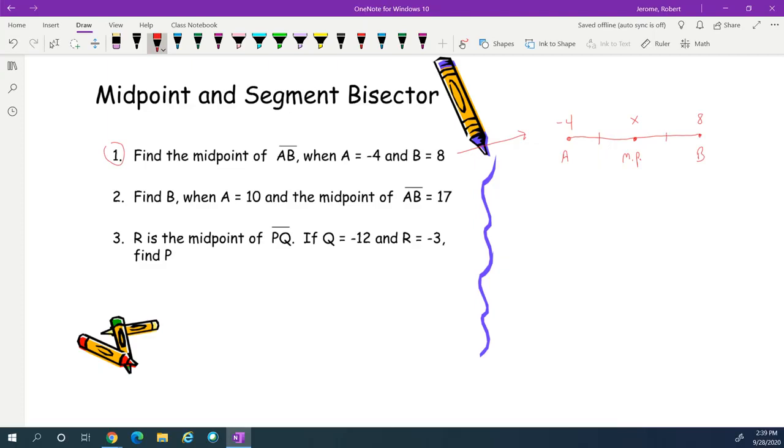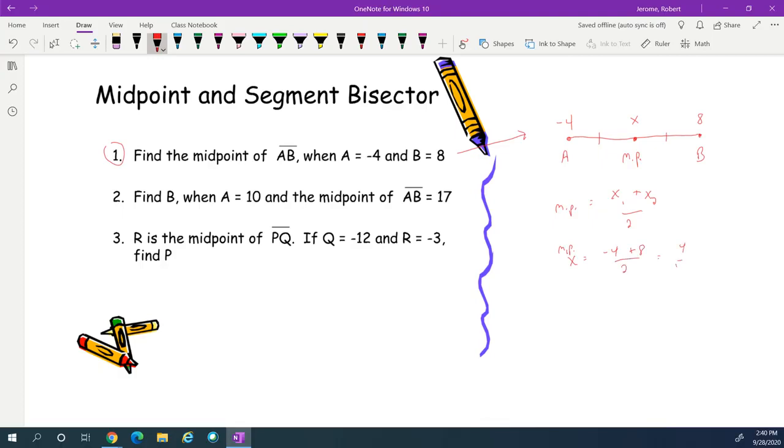Our formula says that the midpoint is equal to x1 plus x2 divided by 2. So x, or midpoint, or whatever you want to call it, it doesn't matter, equals -4 plus 8 divided by 2.